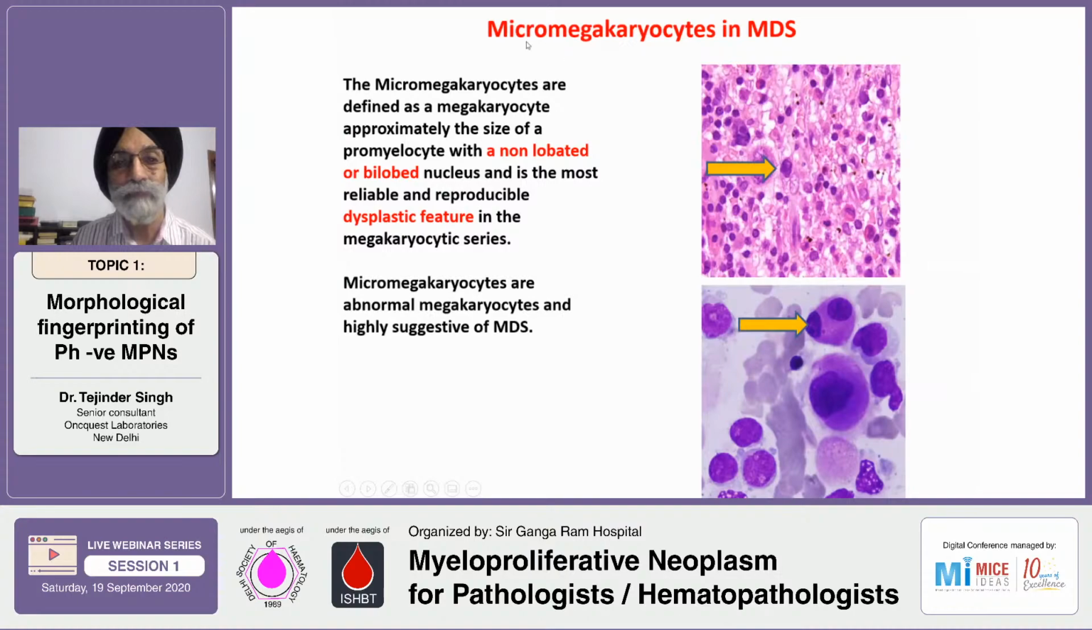And then we have micromegakaryocytes, which are small. They have lobated or non-lobated nuclei in the majority of cases, or it may be bilobed. Few of the megakaryocytes may even be binucleated, and this is a typical feature of MDS. Micromegakaryocyte presence is indicative of MDS changes in that particular case.